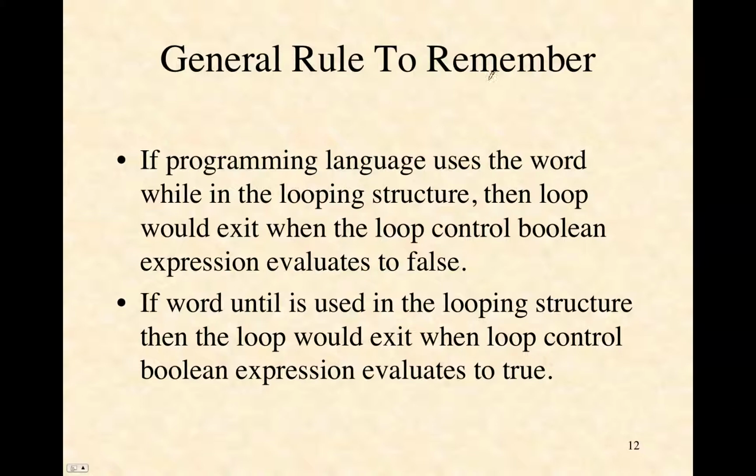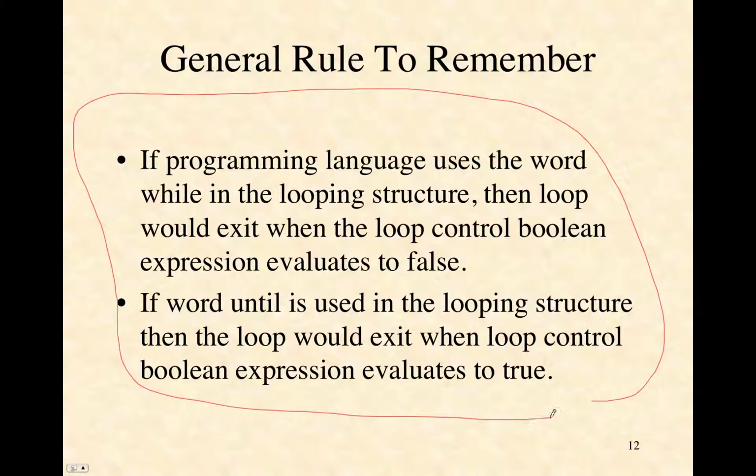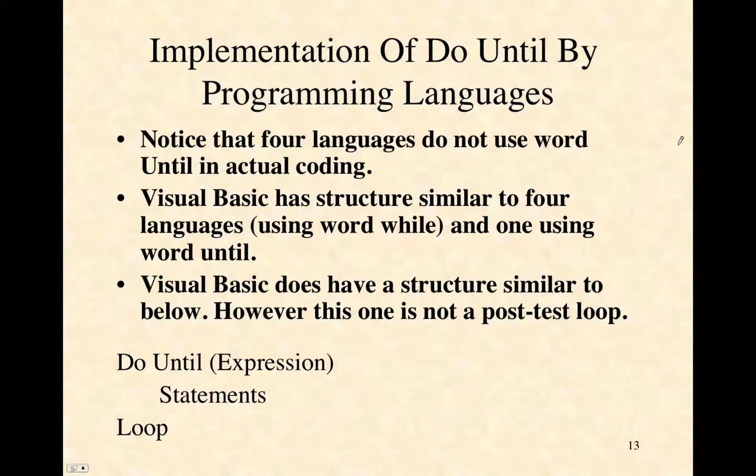The general rule to remember is this: if a programming language uses the word while in the looping structure, then the loop will exit when the loop control Boolean expression evaluates to false. If the word until is used in the structure, then the loop will exit when the loop control Boolean expression evaluates to true. So in one case it exits when the Boolean expression is true, in the other case, false. All right.